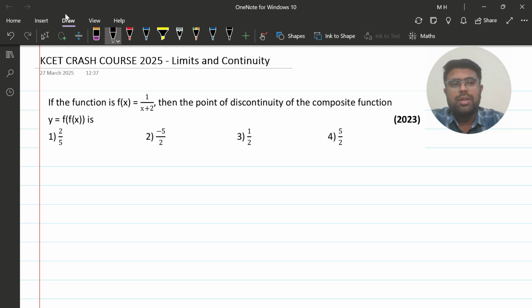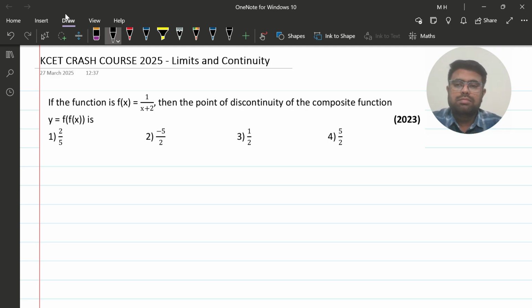So without any further delay, let us now take up the first question, which was asked in 2023. The question says, if the function is f of x equal to 1 by x plus 2, then the point of discontinuity of the composite function y equal to f of f of x is. So this is what is being asked.